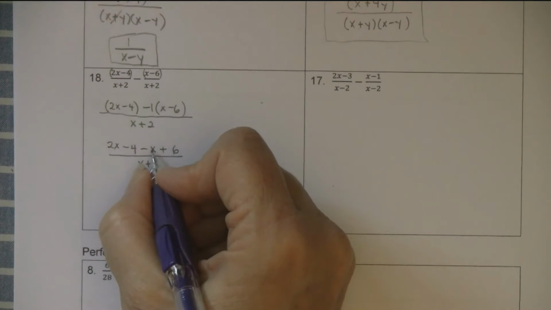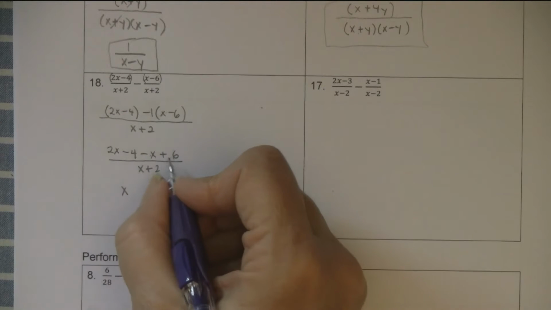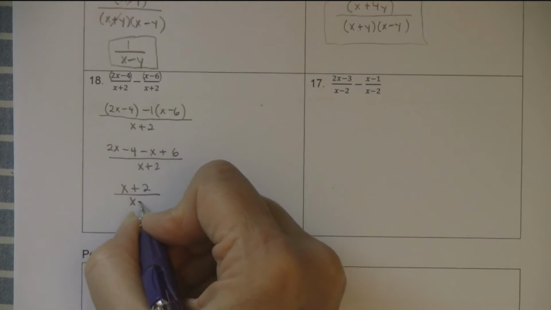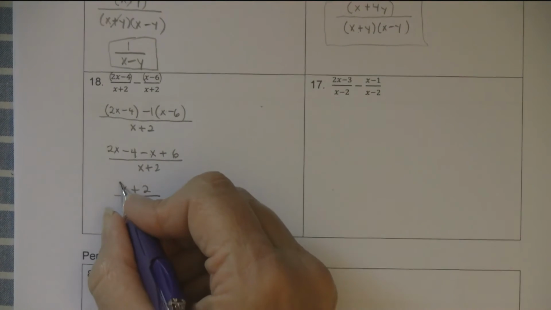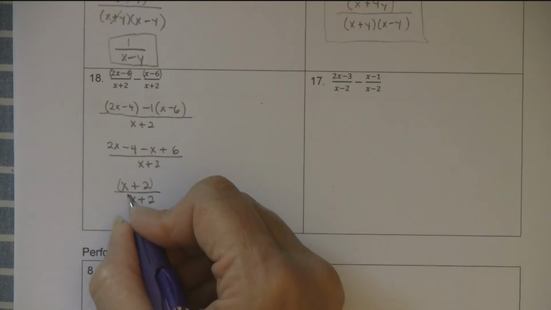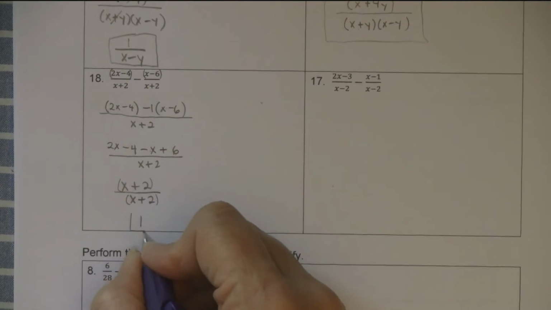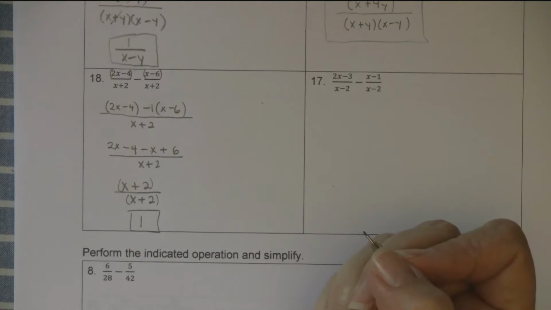And then 2x, take away x is x. And minus 4 plus 2 is 2. And I have x plus 2 divided by x plus 2. And hot diggity dog, that's 1, right? This is a binomial. This is a binomial. They're exactly the same. When you divide them, you get 1. And so there we did a good job on that one.